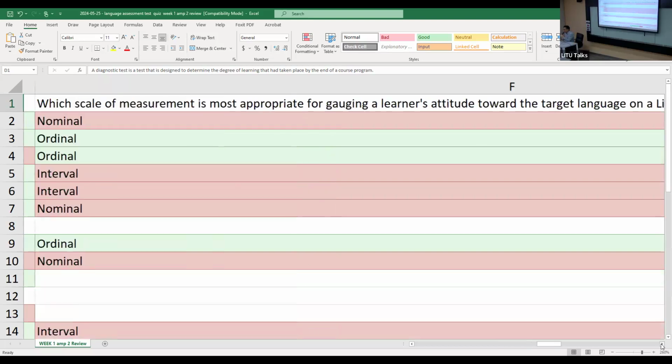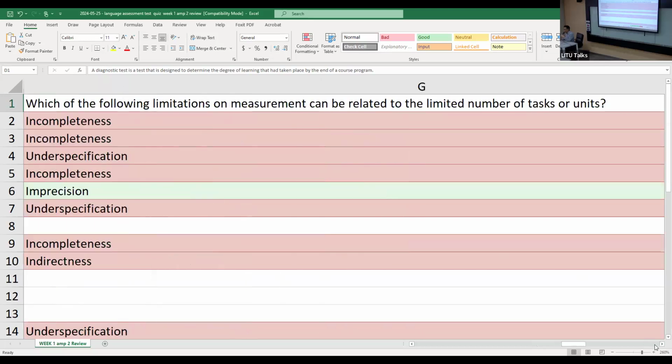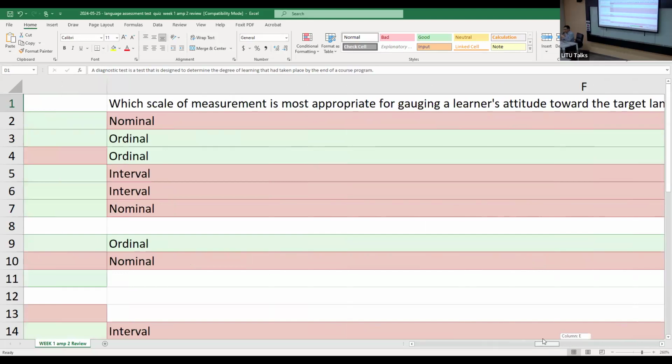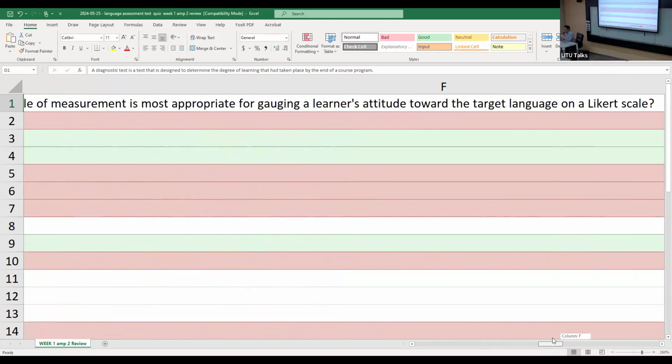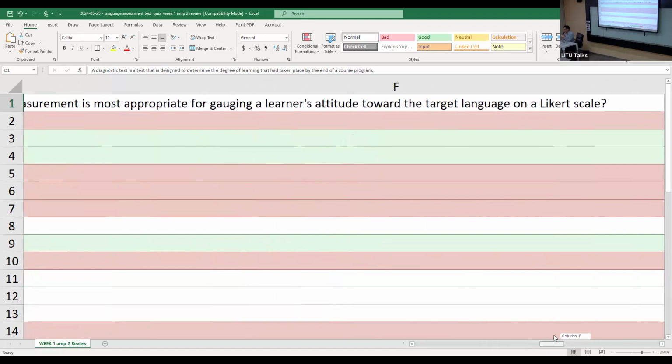Which scale of measurement is most appropriate for gauging a learner's attitude towards a target language on a Likert scale? I think the answer is ordinal scale. But hang on, these items can be faulty again, right? I think some of you chose interval too. But the reason why the answer is ordinal is the words "Likert scale."